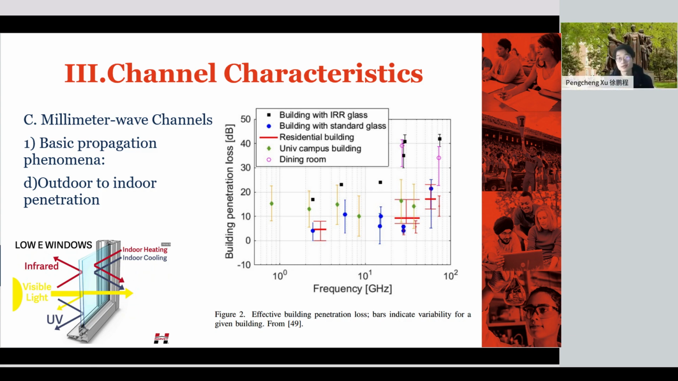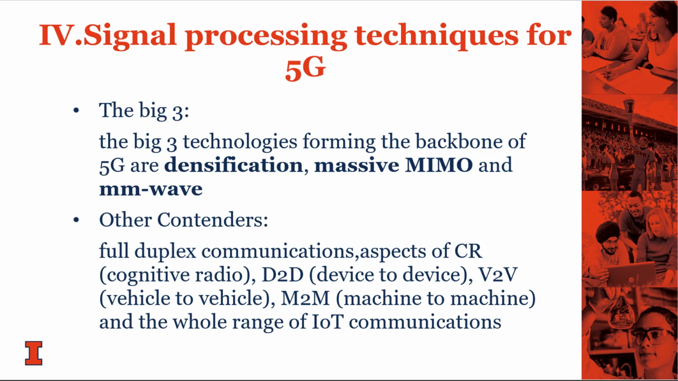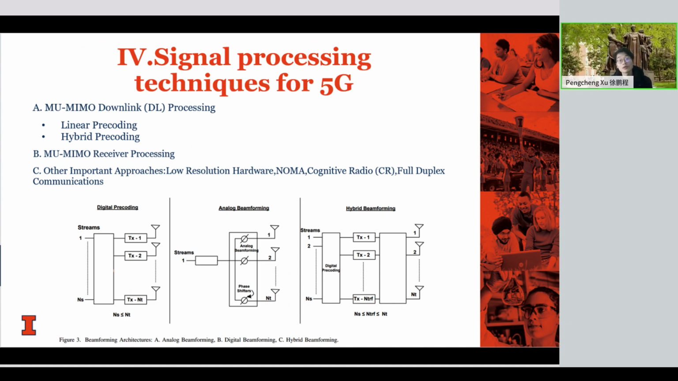After that, we'll discuss signal processing techniques for 5G. As we all know, 5G technology is highly diverse. So clearly, no single approach will handle such disparate needs and elements of 5G signal processing. This displays three kinds of beamforming: digital, analog, and hybrid beamforming.